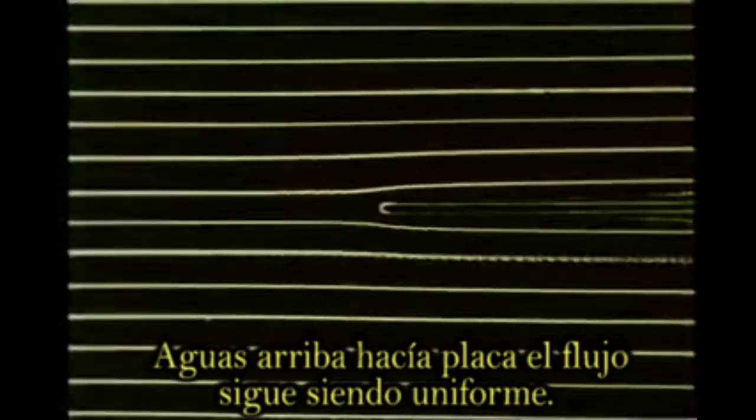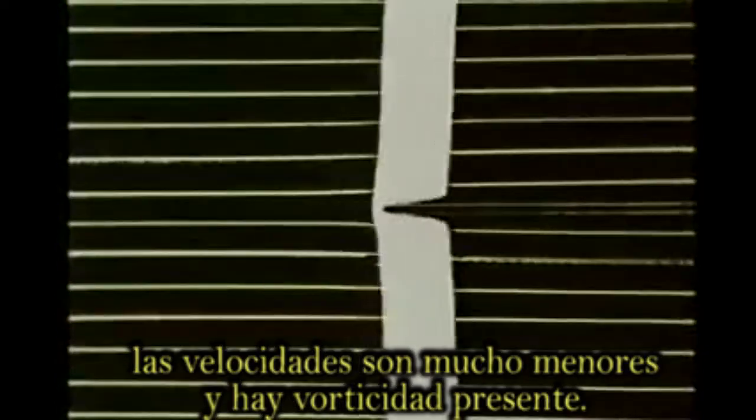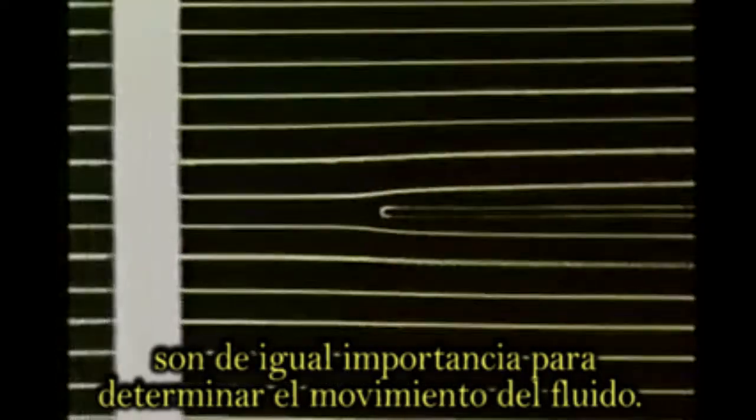Upstream of the plate, the flow is still uniform, but in the fluid layers near the plate, the velocities are much lower and vorticity is present. In the narrow boundary layer region adjacent to the plate, the shearing forces and inertia forces are of equal importance in determining the motion of fluid elements. Outside of this region, the shear stress can be neglected.